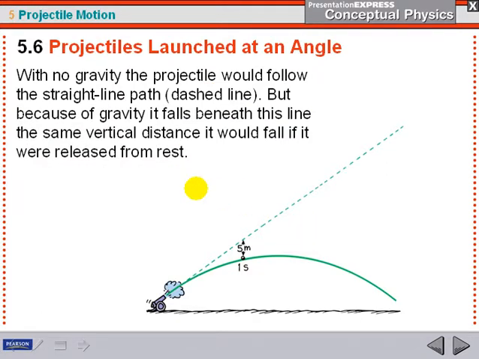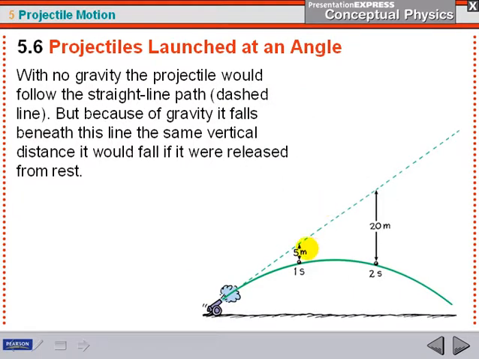So once again, with no gravity, the projectile would follow this path right here. But with gravity, it's going to start to go up and then decrease in height, finally reach a top here and then come back down. So it's going to fall from the idealized path from which it's released. After 1 second, it falls 5 meters. Does that number sound familiar? It should. After 2 seconds, it's going to fall 20 meters.